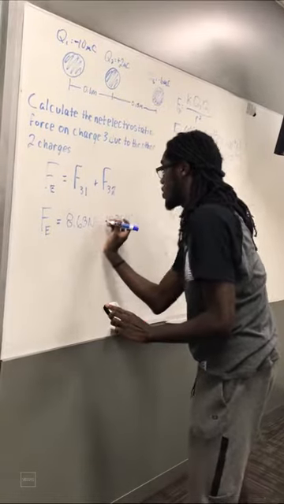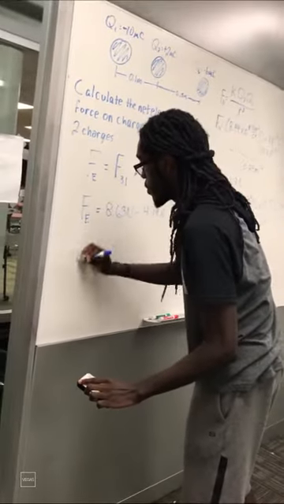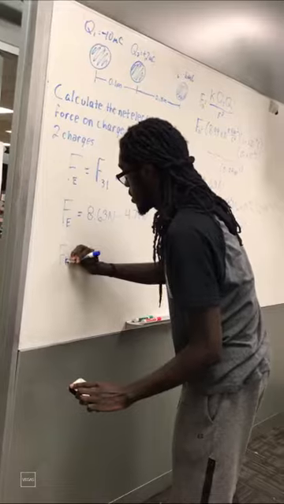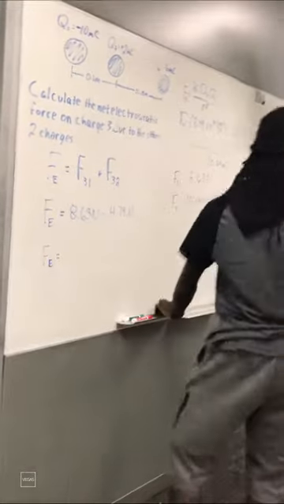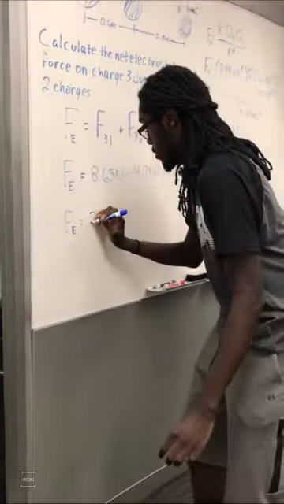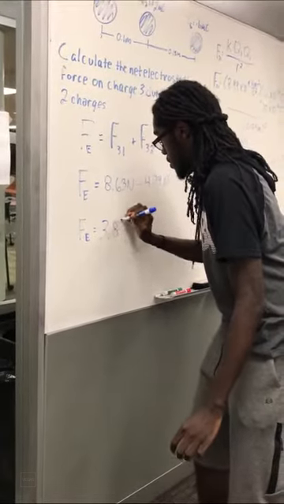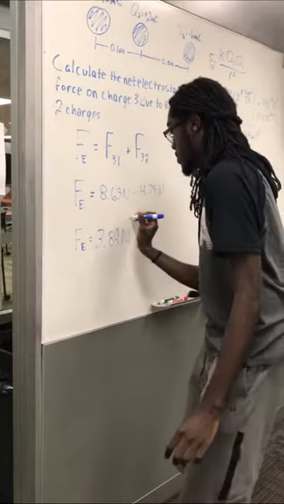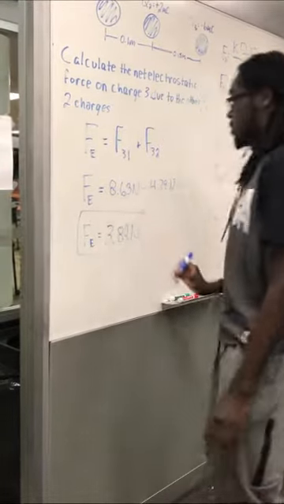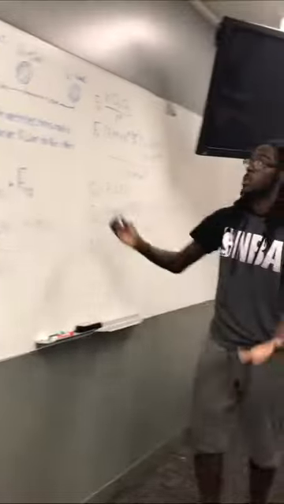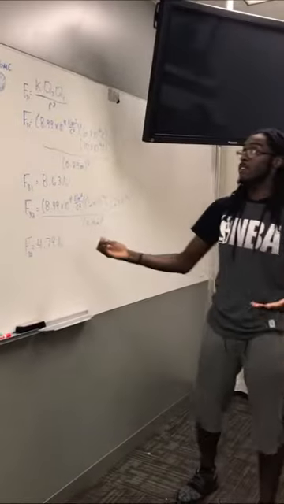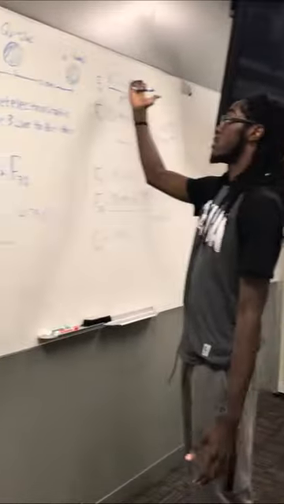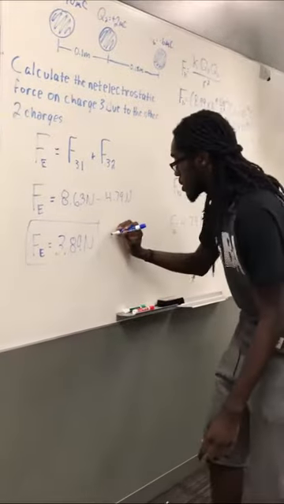Now, can anybody do this addition for me? Okay. I got 3.84 newtons. That's what the book calculator says too. That is the net force. Now, which direction will it go? Since it is positive, it will be going to the right.